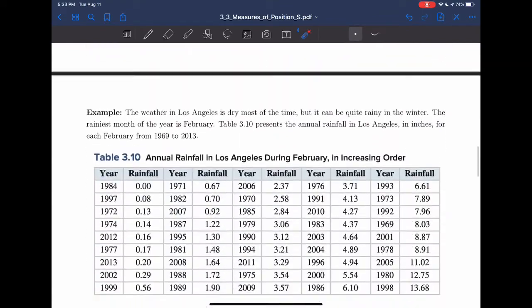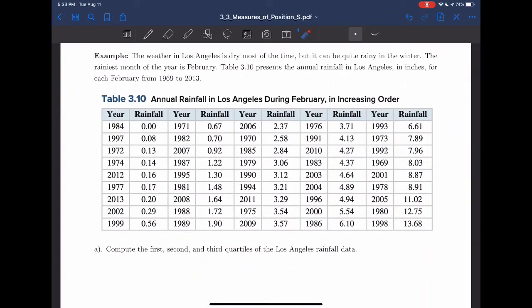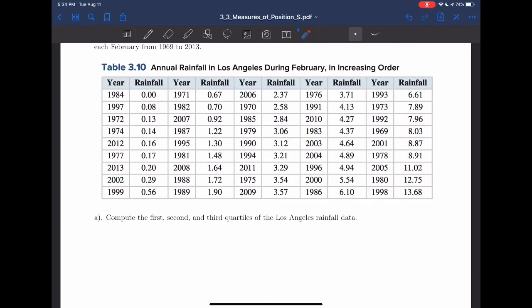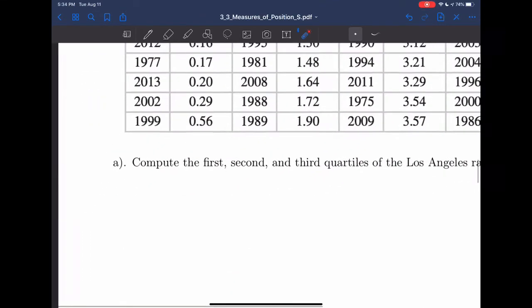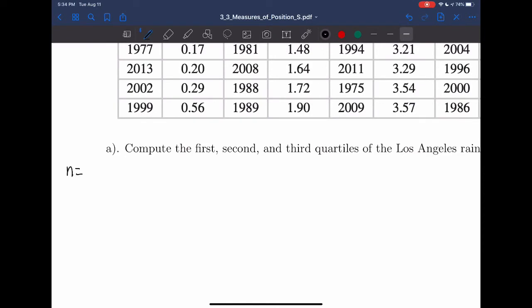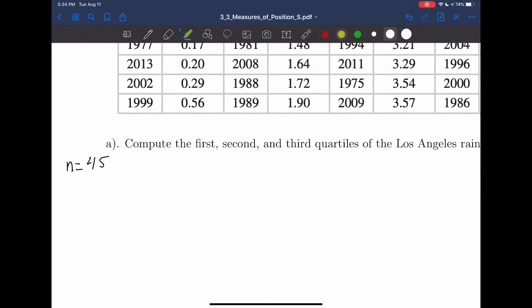Let's consider this example. Notice this table is the annual rainfall in LA from 1969 to 2013. Our data set is already arranged from least to greatest, so that part is done. We want to compute the first, second, and third quartile. Since our data set is really big, we want to use the procedure that we talked about earlier. The first thing we do is count how many observations there are in the data set. This value is N, which is 45.